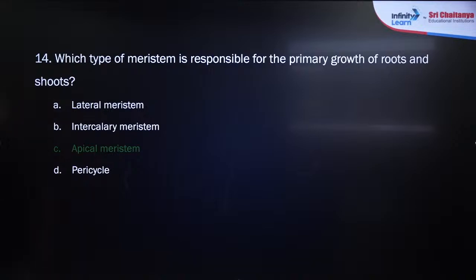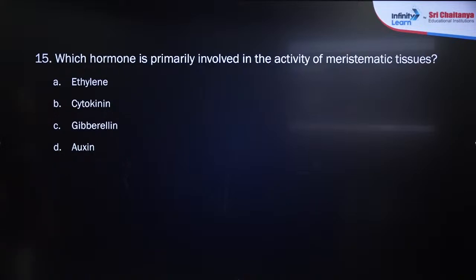So apical meristems are responsible for the primary growth, or we can say the growth of the plant in length. In the root tip and the shoot tip, these particular meristematic tissues are present, helping in the primary growth of the plant. Now the next question, students. Which hormone is primarily involved in the activity of meristematic tissues? If we talk about meristematic tissues, which particular hormone will be primarily involved?